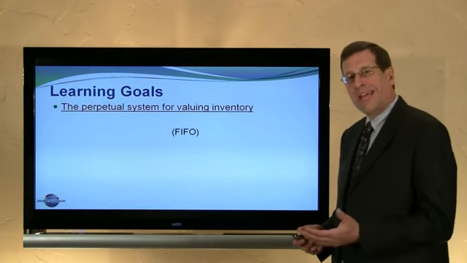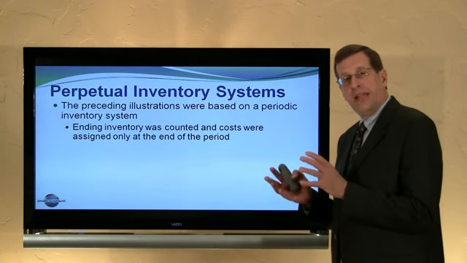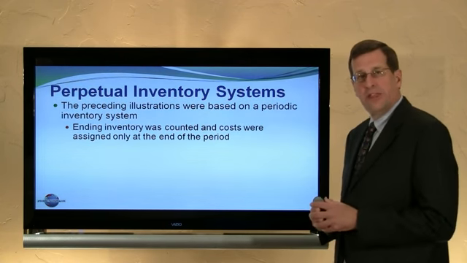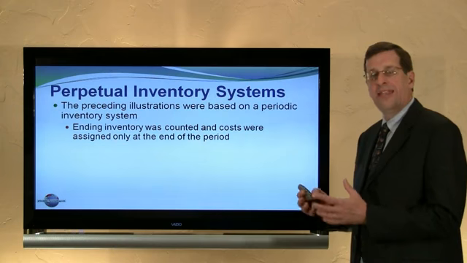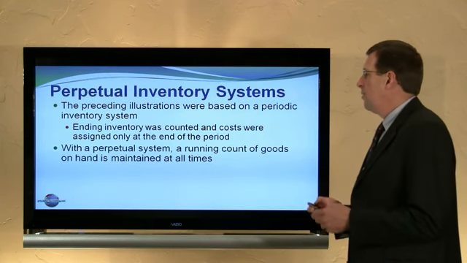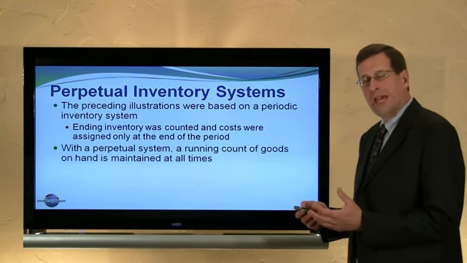In the previous module, we looked at an example where we applied the FIFO, LIFO, and weighted average method on a periodic basis. That is, ending inventory was counted at the end of the period to determine what was on hand, and costs were assigned to that at the end of the period. With a perpetual system, we're going to maintain a running record of how much inventory we have and continually update our cost of goods sold and inventory accounts.